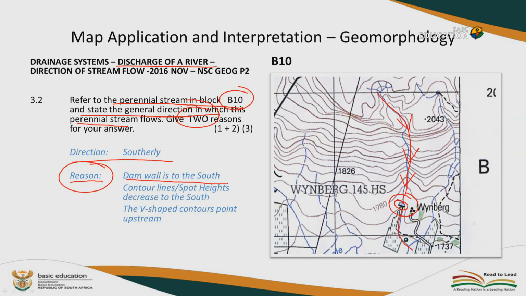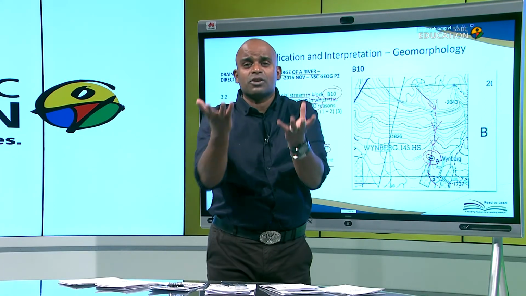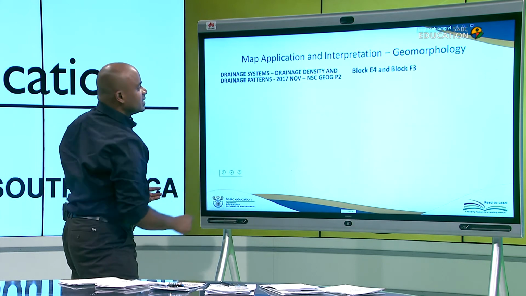Note again as a reason, the dam wall is located to the south, contour lines and spot heights decrease to the south, as well as the V-shaped contours point upstream. And these are but a few of the aspects of geomorphology in terms of direction of flow. Let's look at the next item.